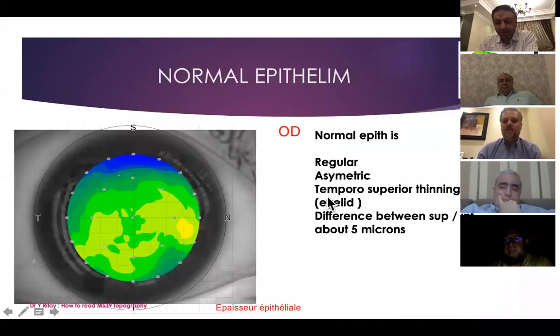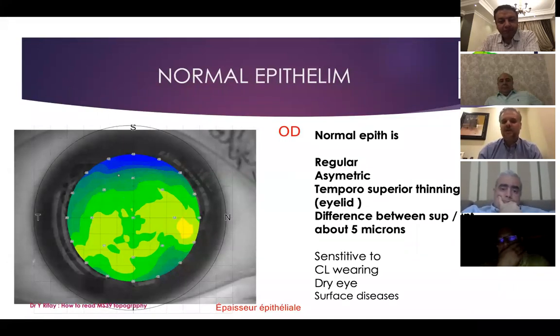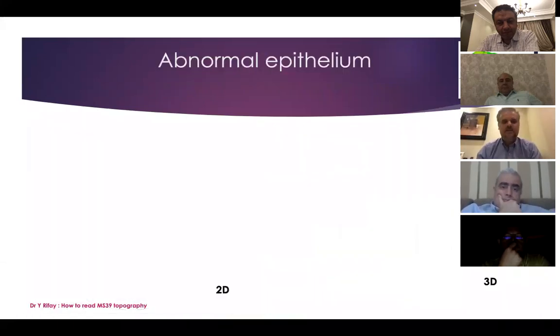The normal epithelium is like this. It's regular but asymmetric. There is a temporosuperior thinning because of the eyelid, and there is a small asymmetry and a thickening here, more than the superior, about 5 microns. It's sensitive to contact lens wearing, to dry eye, and to surface diseases.